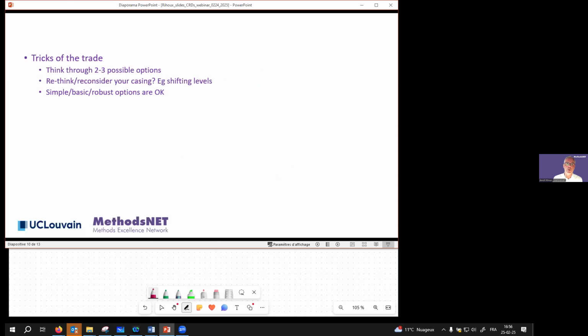Okay. A few tricks of the trade about case selection. I told you there's many possibilities. I just showed you two of them. It's really a good idea to think through different options, to make some sort of thought experiments and to see, okay, tell yourself, what if I were to choose this or that strategy or option? What are the pros and cons? What would I gain? What would I lose?